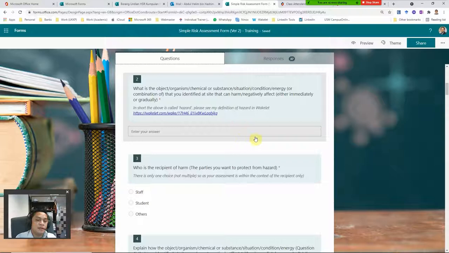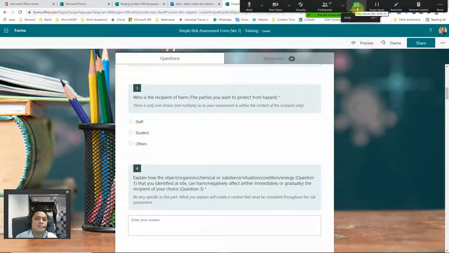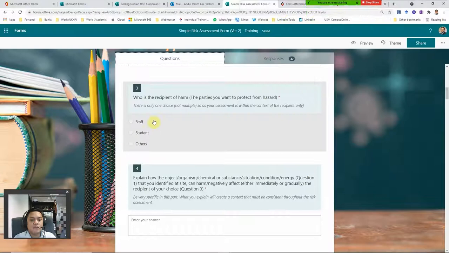The second question would be, who is the recipient of harm? So if it's a machine, who are the people who would use the machine frequently? The people who are exposed to the hazards of that particular object or particular situation. So in this context, the staff would be the workers of that organization.